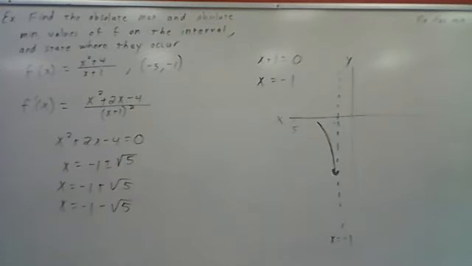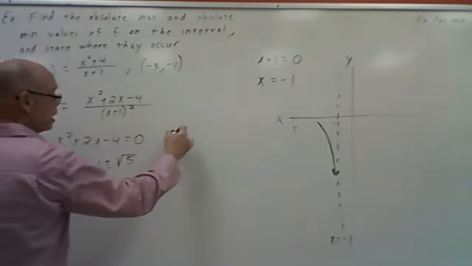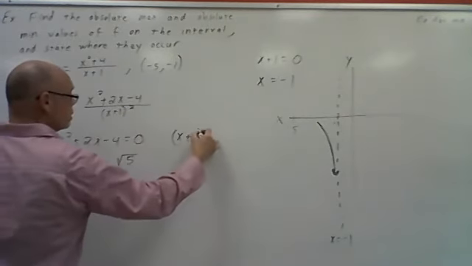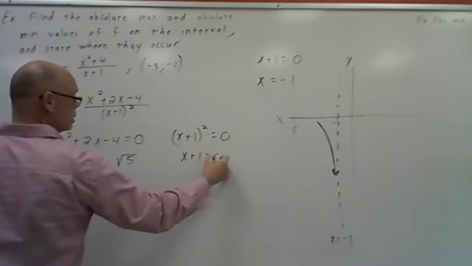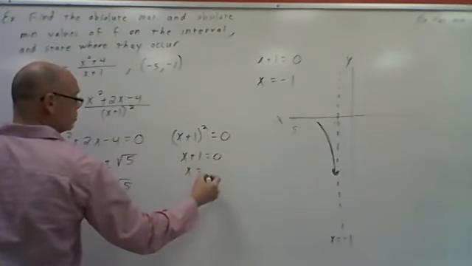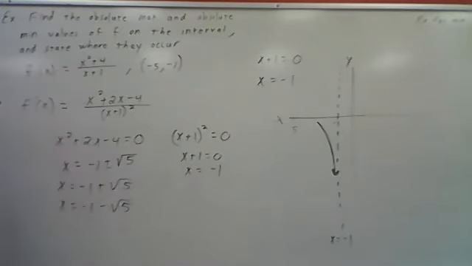Let's also find where my derivative is undefined. Take my denominator, (x plus 1) squared, and find out where it's equal to 0. So x plus 1 is equal to 0, x is equal to -1. Now this value of -1, I can throw out because -1 is not included in this interval because of the parenthesis. We go up to -1, but we do not include it.